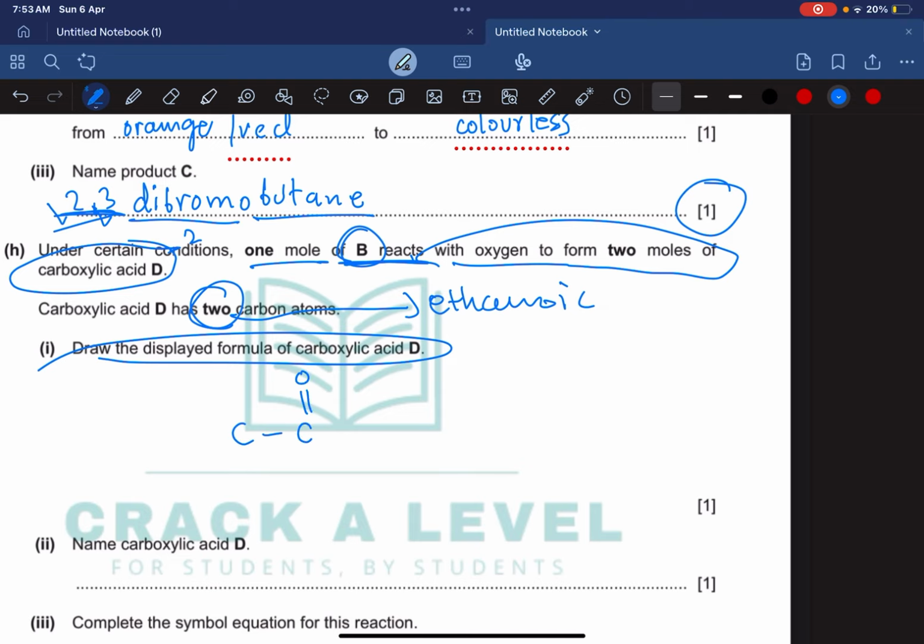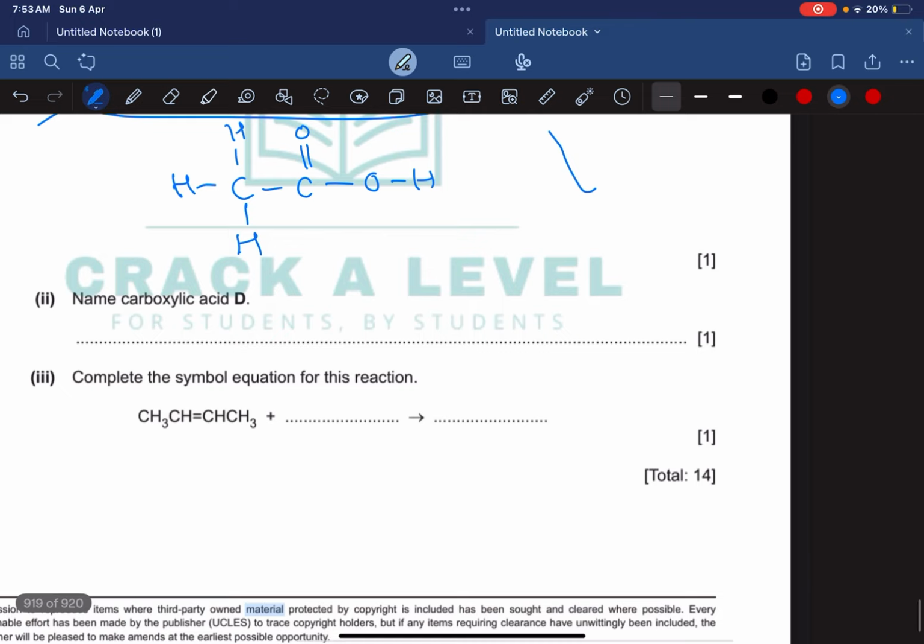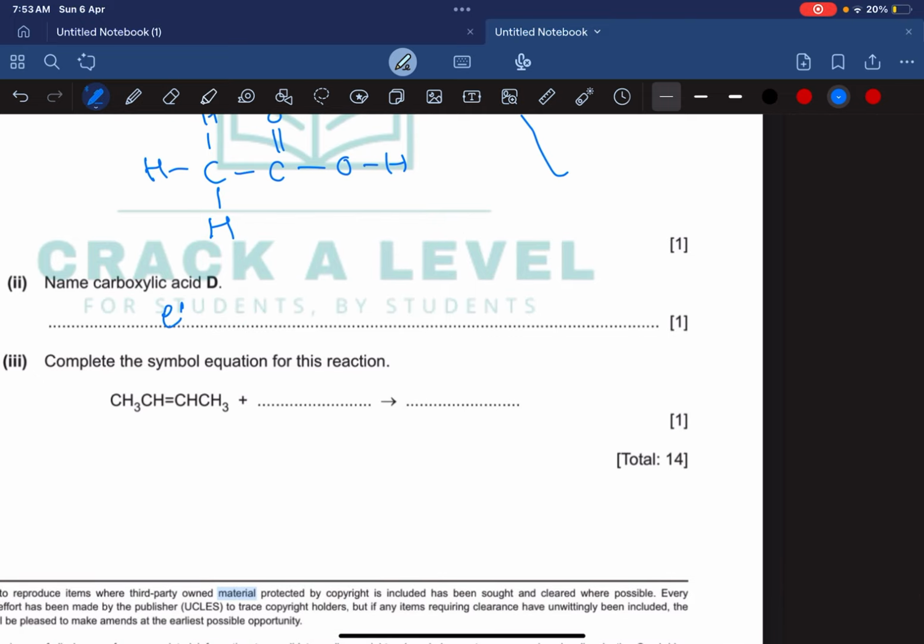Carbon double bonded O, H, H, H, H. That's ethanoic acid. ठीक है. Name the carboxylic acid D. That's simply ethanoic acid. That was simple. Complete this simple equation for this reaction.